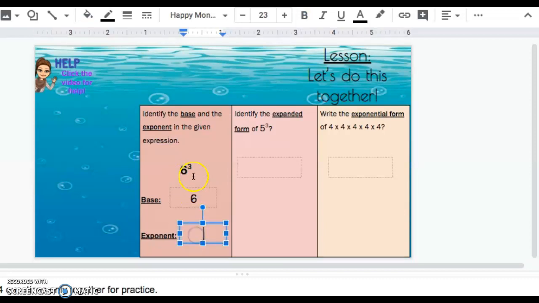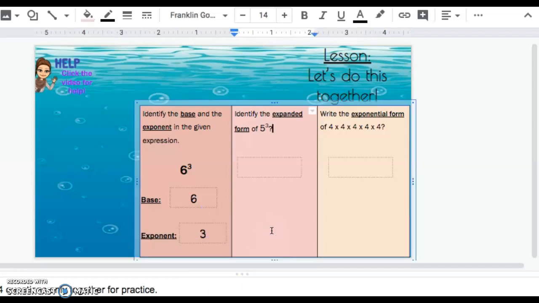Remember, your exponent is your tiny number that is up in the corner of the big number, so your base. So then you would say your exponent is that little number, which is a 3. Okay, that was simple, that was easy, and good job.